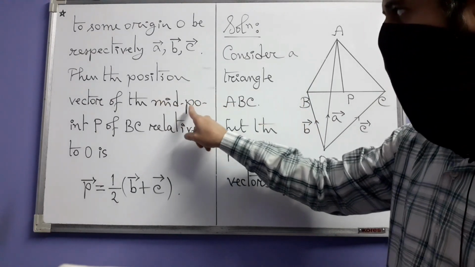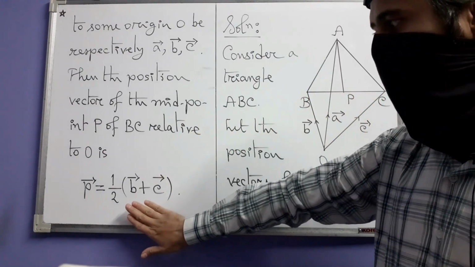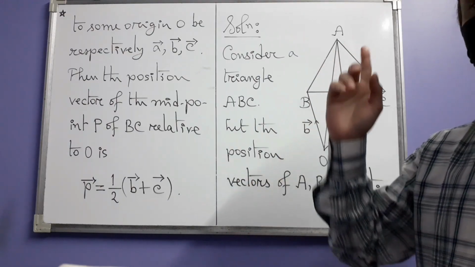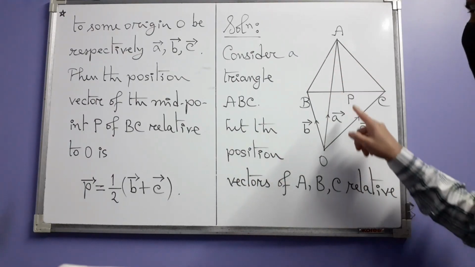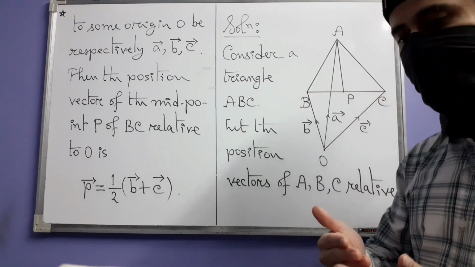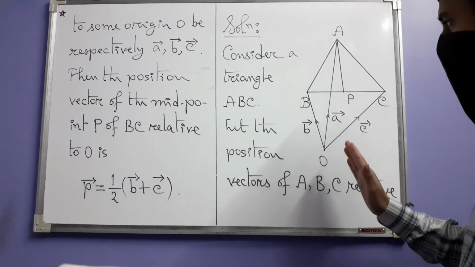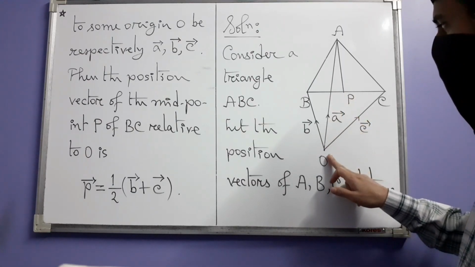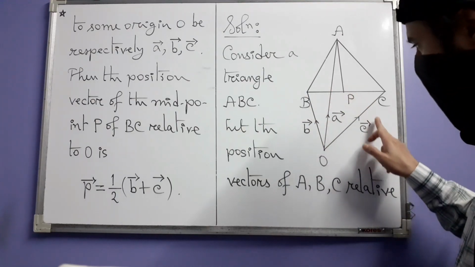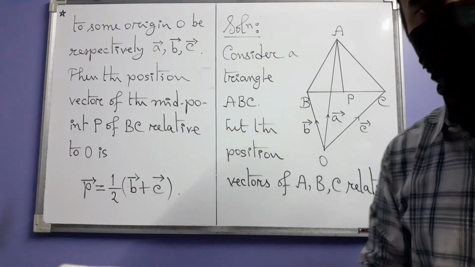Then the position vector of the midpoint P of the side BC relative to O would be this. Where is this coming from? This is coming from the section formula that we saw in the previous video, because the point P divides the line BC internally in the ratio 1:1. That's because it's the midpoint. That is why its position vector relative to O would be 1 times B plus 1 times C divided by 1 plus 1, which is just B plus C divided by 2.